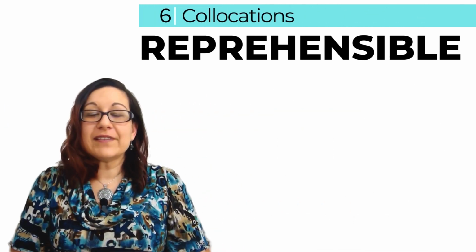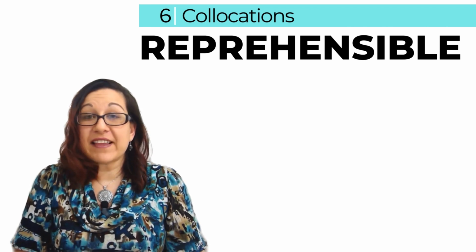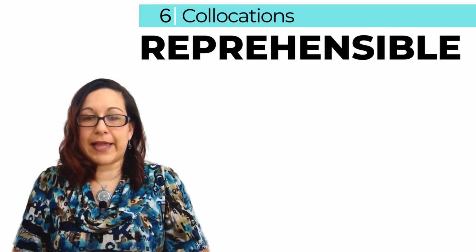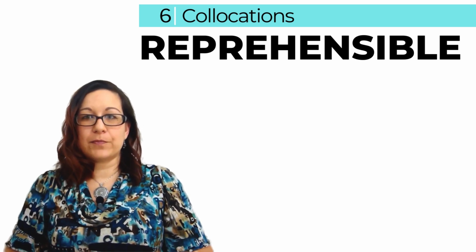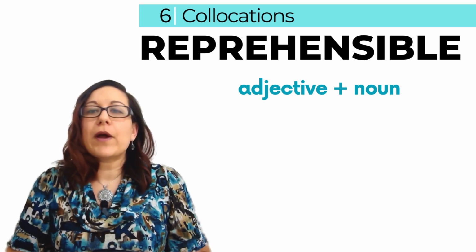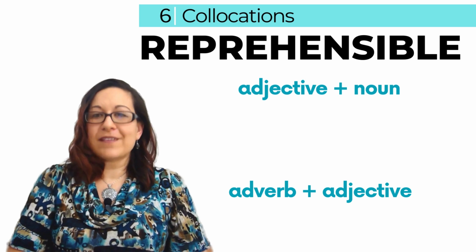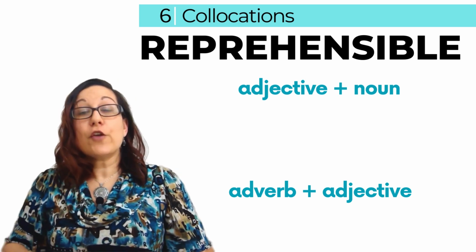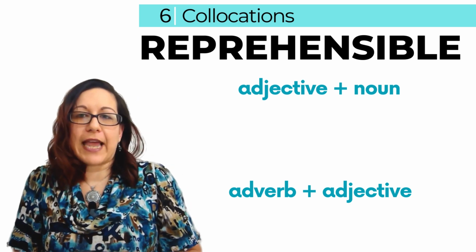Collocations are absolutely essential if you want to sound natural when you're speaking English. I say this in all my videos and all my classes. So let's take a look at reprehensible. We know it's an adjective, and we know that adjectives describe nouns, and you should know that adverbs describe adjectives. So those are the two main blocks that we're going to look at.